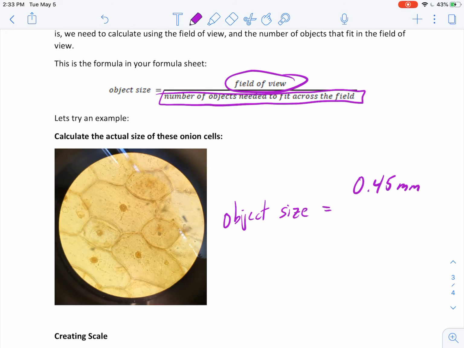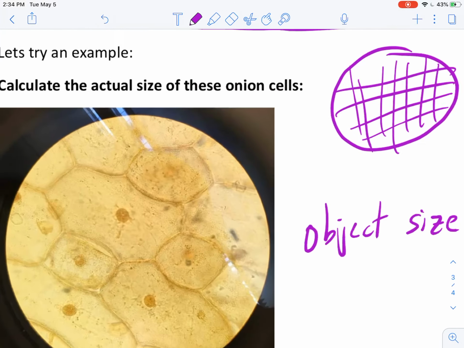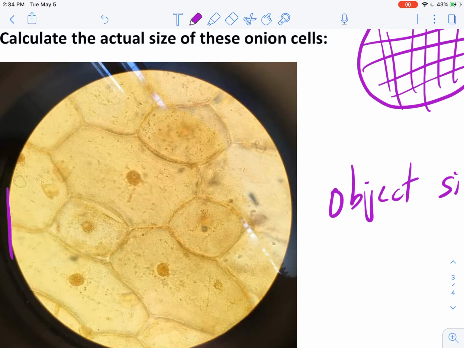If it was using the smaller, or the bigger field of view, sorry, then it would be a lot more, it kind of looks something like this. There'd be a lot more onion cells in the field. But now we've zoomed in a lot more, so my field of view is smaller. So 0.45 millimeters divided by the number of objects that fit across the field diameter. So from here to here, we're going to count how many objects.